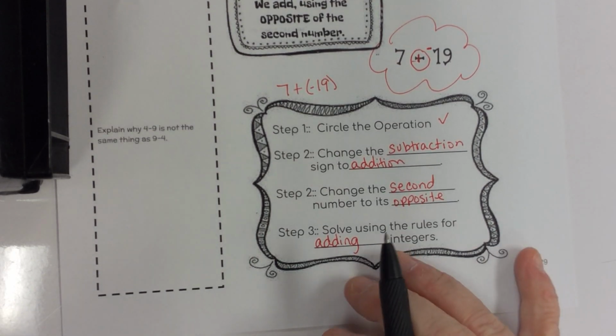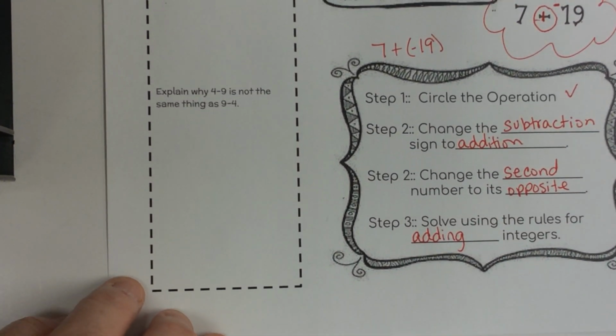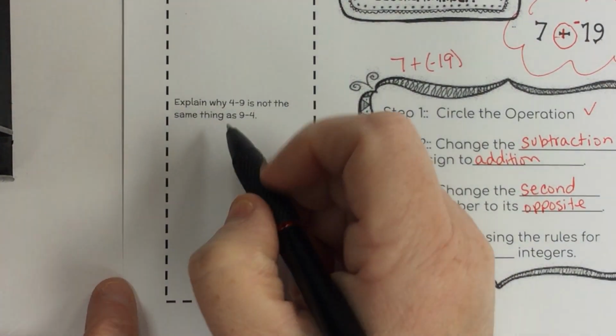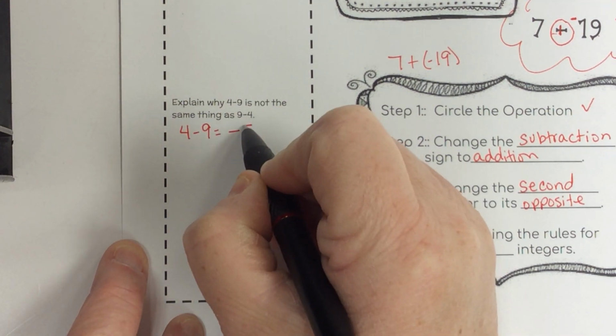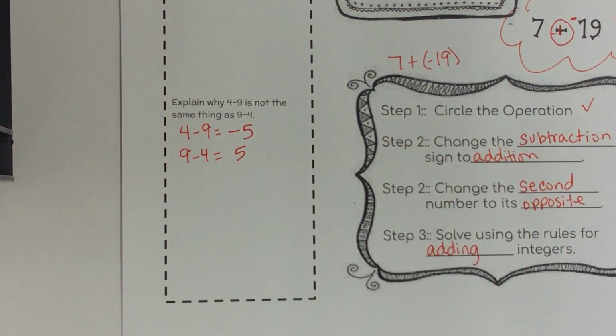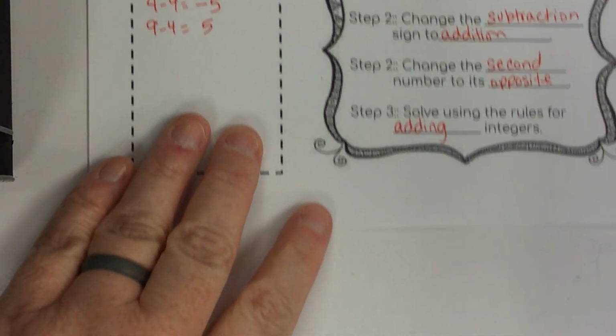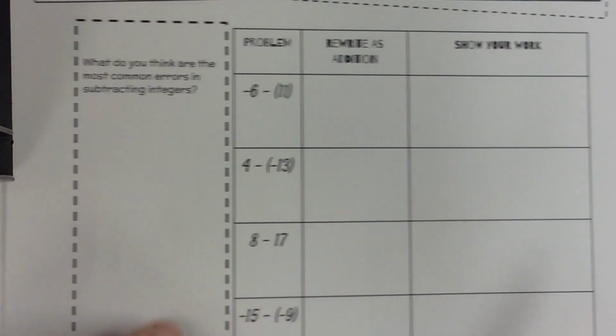All right? Right over here, 4 minus 9 is not the same thing as 9 minus 4, but it says to explain why. Well, 4 minus 9 is going to give me negative 5. 9 minus 4 gives me 5. Those are totally different problems, and the answers are opposites. Interesting, right? Okay, here are our practice problems.